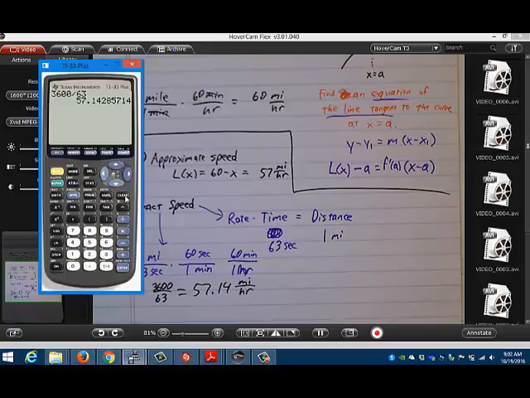Is this something that I didn't realize I've been doing all the time when driving to and from here? I've been using it to figure out how long it's going to take me to get somewhere. Sure, yeah.